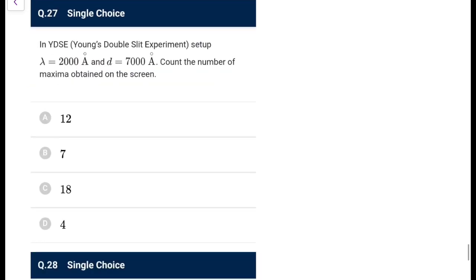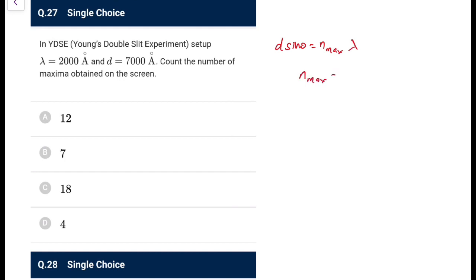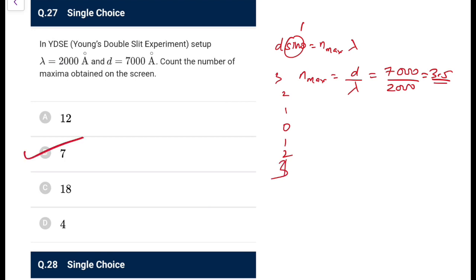Next one, in YDSE setup, lambda is this, d is this, count the number of maxima obtained on the screen. You say d sin theta equals n lambda. The maximum order would be for sin theta equal to 1, so that is d by lambda. So it is 7000 over 2000, that comes out as 3.5. That means the third maxima will be there. So we have central maxima, 1 on both sides, 2 on both, and third order on both. So we will have 7 maxima that you are going to obtain in this particular case.